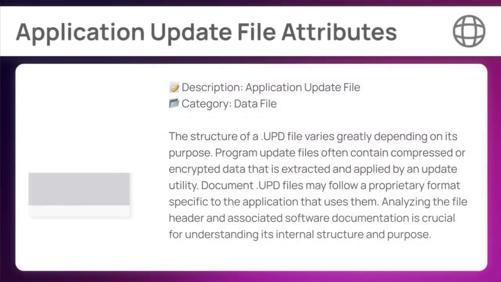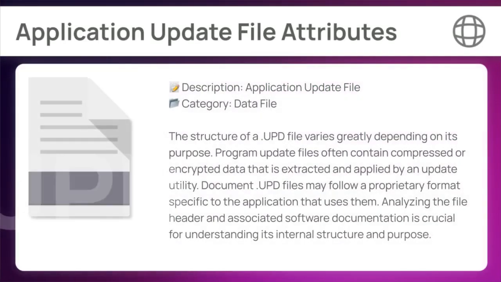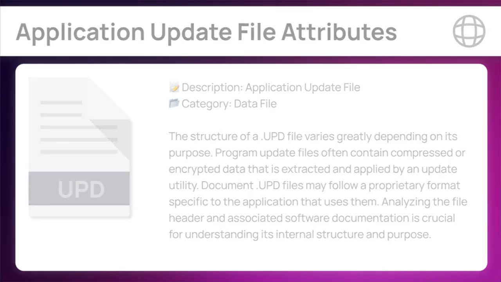The structure of a UPD file varies greatly depending on its purpose. Program update files often contain compressed or encrypted data that is extracted and applied by an update utility. Document UPD files may follow a proprietary format specific to the application that uses them. Analyzing the file header and associated software documentation is crucial for understanding its internal structure and purpose.